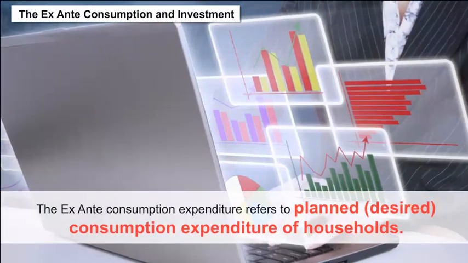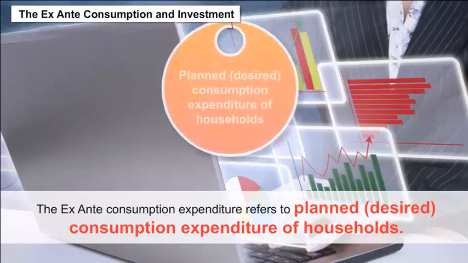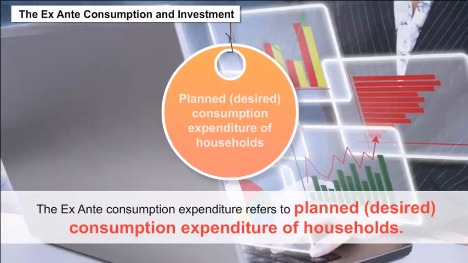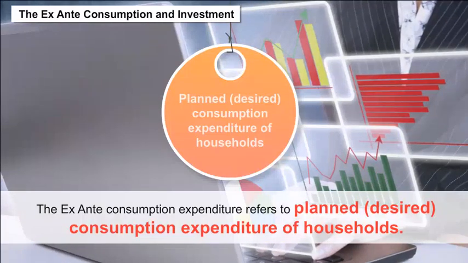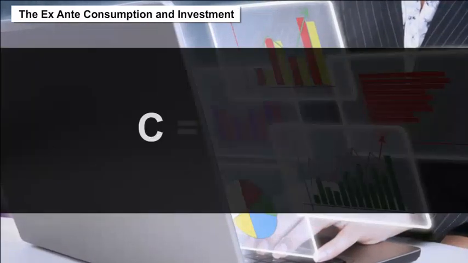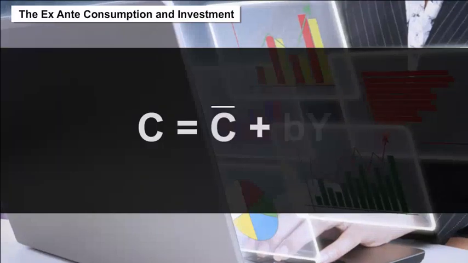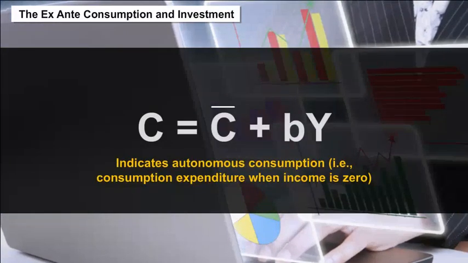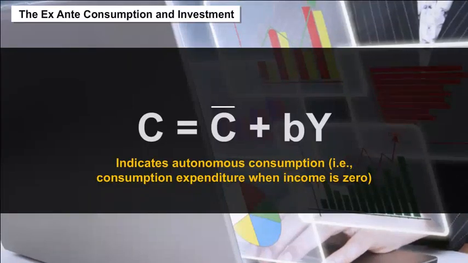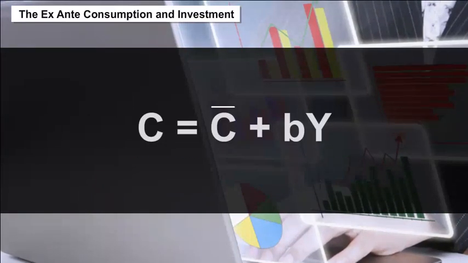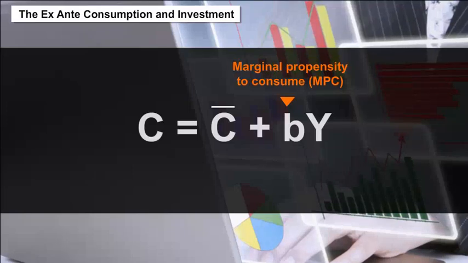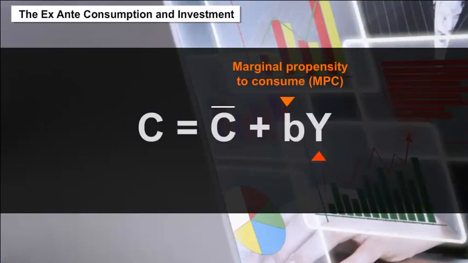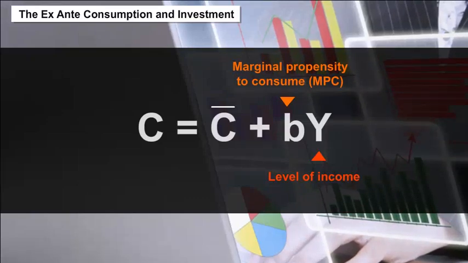The ex ante consumption expenditure refers to planned or desired consumption expenditure of households. The consumption function is represented by C = C̄ + bY, where C̄ indicates autonomous consumption, that is, consumption expenditure when income is zero. b shows marginal propensity to consume or MPC, and Y stands for level of income.